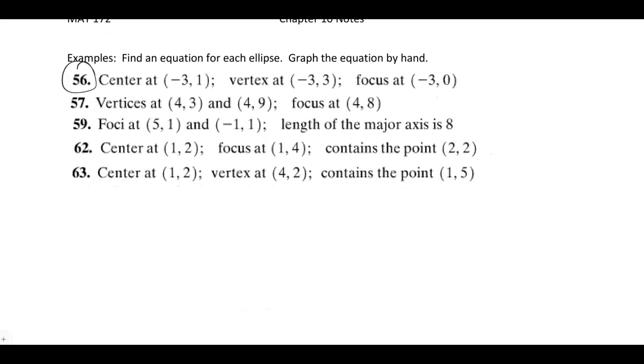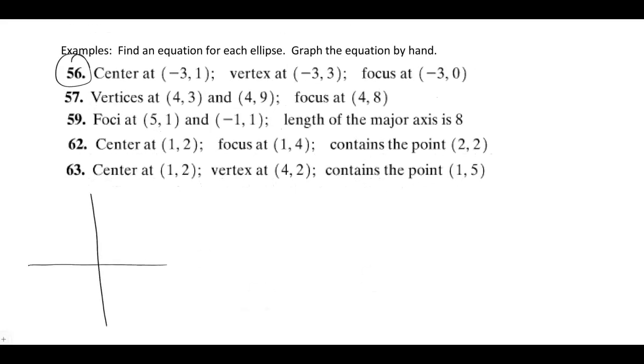So let's draw a picture of what's going on. It always helps to draw a picture. So our center is at -3, 1. I'll put a C here for center. We have a vertex at -3, 3. And we have a focus at -3, 0.